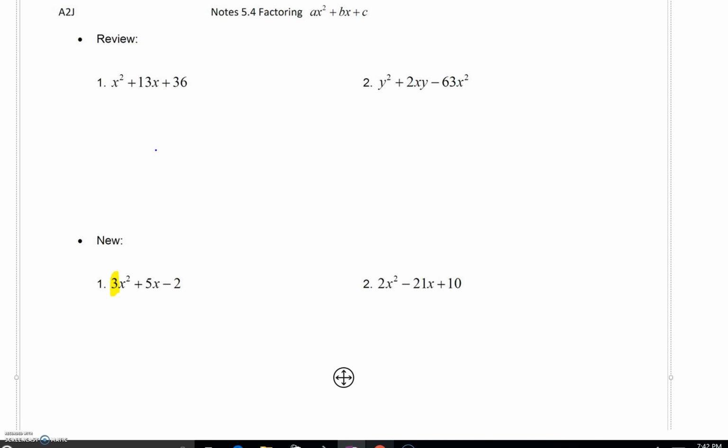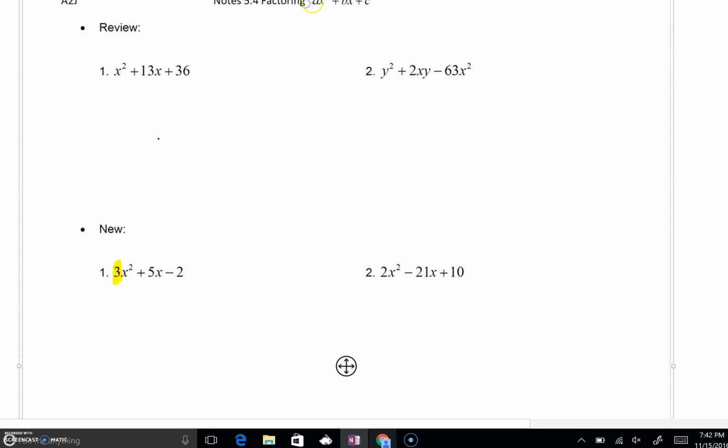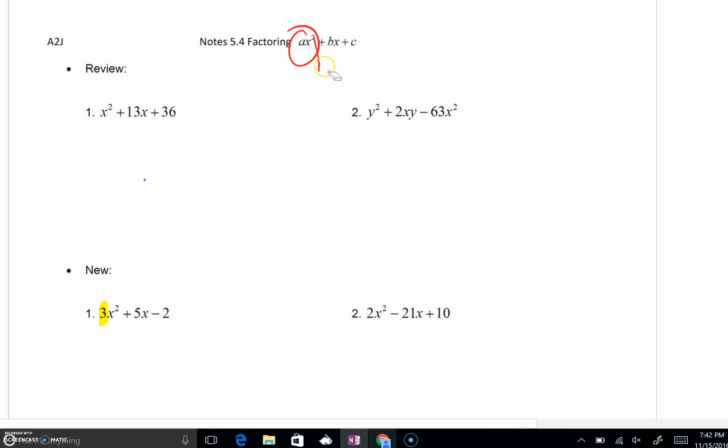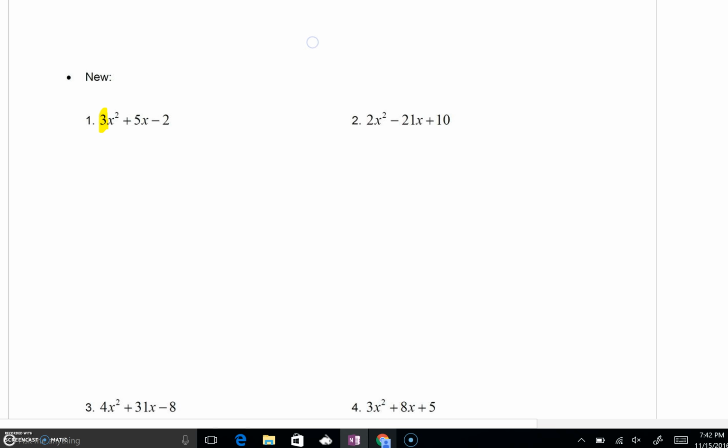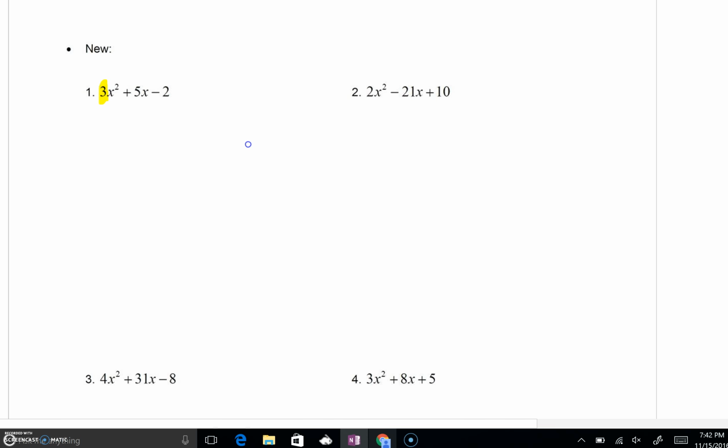For lesson 5.4, we're going to continue to factor, but today we're going to be factoring where our lead coefficient, that is the number in front of x squared, very well might be something different than a 1. And we're seeing that that's the case for this very first problem right here. You can see we have not a 1x squared, but a 3x squared. Now, honestly, whenever this happens, your factoring becomes way more complicated, especially if you're doing this by hand.